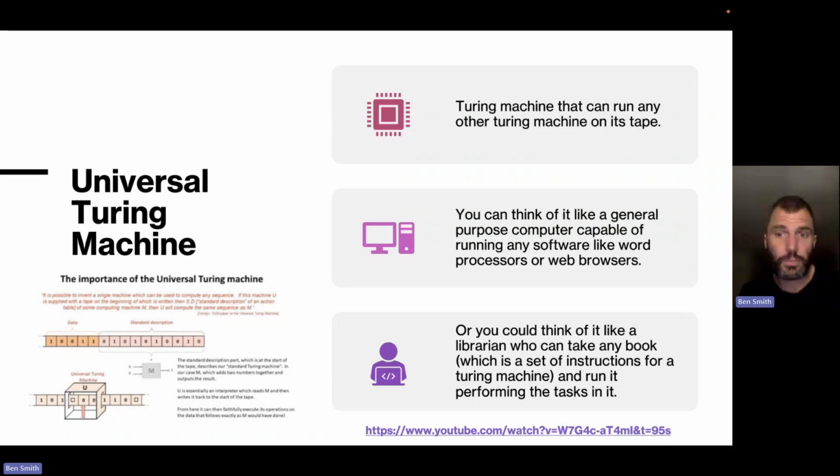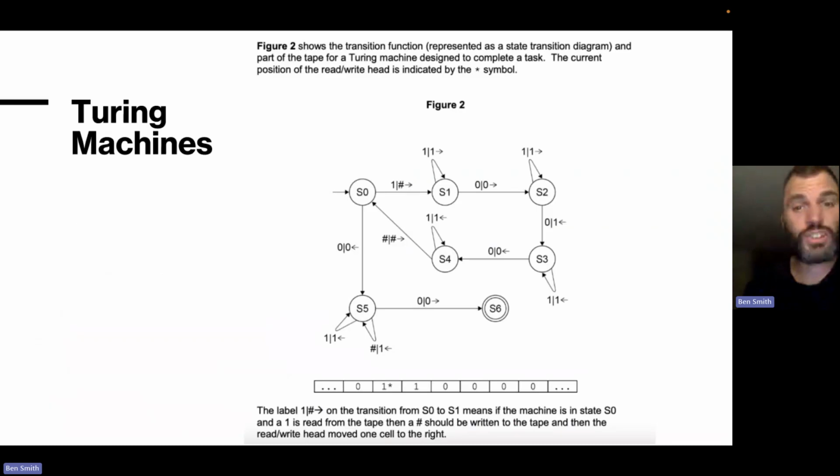And the librarian could take any book and follow those instructions. So yeah, that is what a universal Turing machine is, a machine that can run any other Turing machine on its tape. So now we get on to what a Turing machine actually looks like.